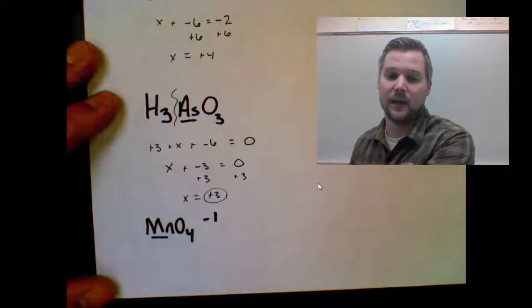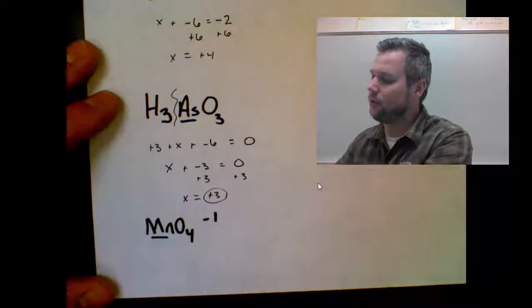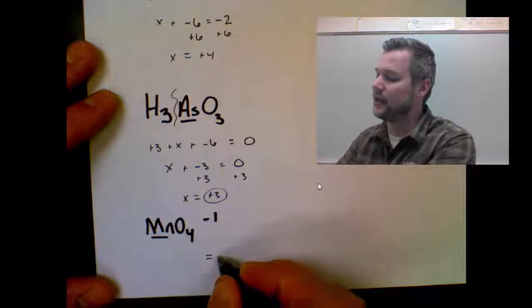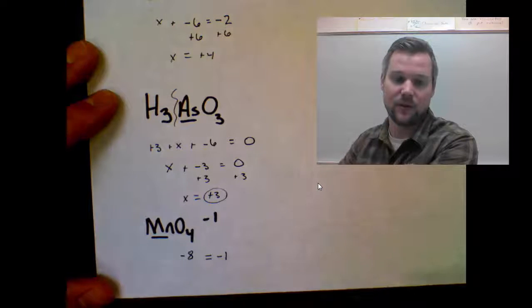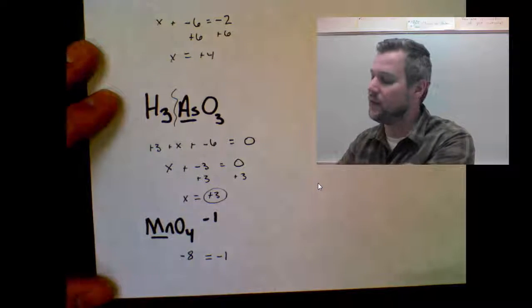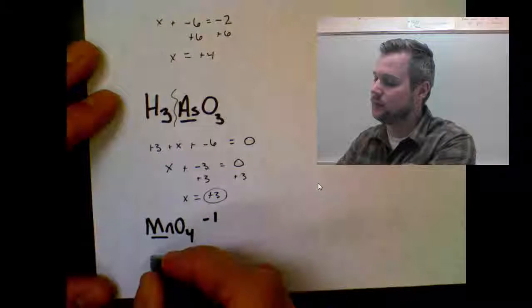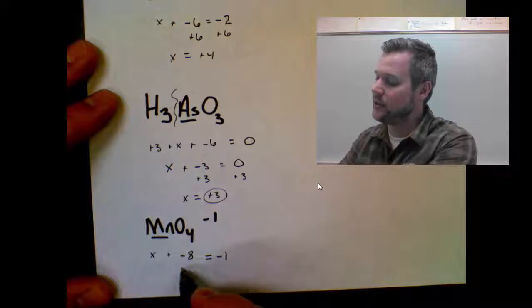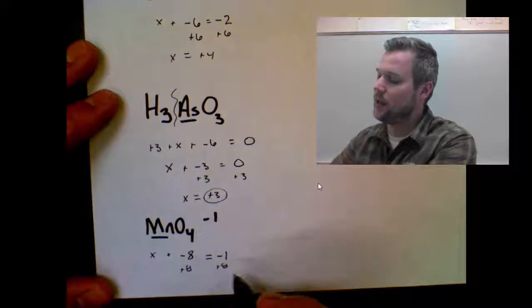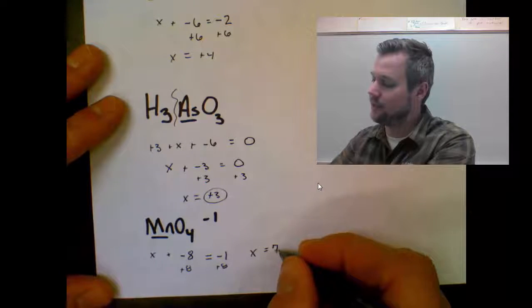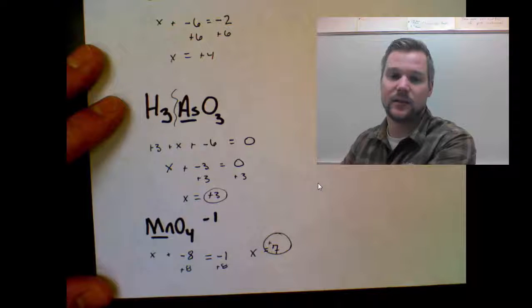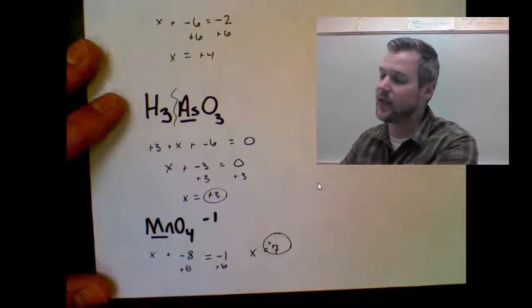And then we have the permanganate anion. We know it needs to sum to -1, so -8, because -2 times 4 is -8, plus a number. So add your 8, x is equal to plus 7. So the manganese must take a plus 7 charge in this compound.